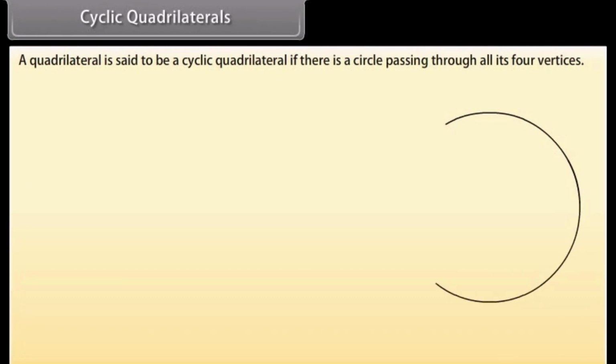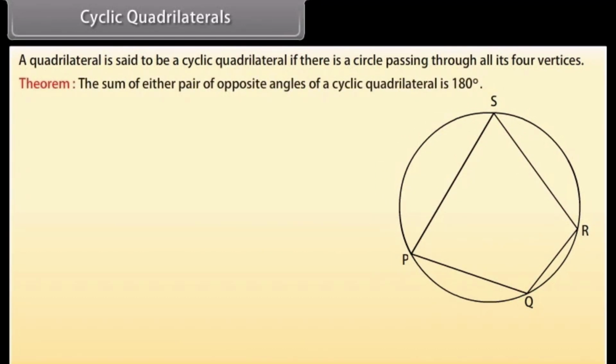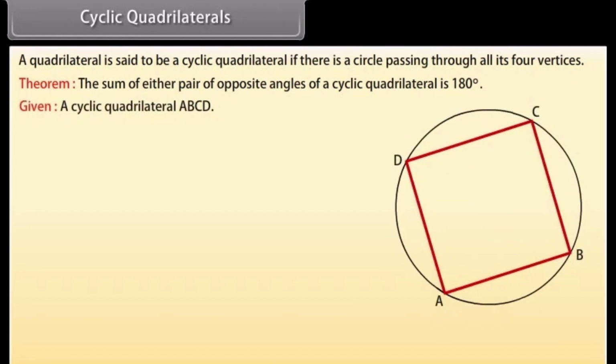Cyclic quadrilaterals. A quadrilateral is said to be a cyclic quadrilateral if there is a circle passing through all its 4 vertices. In the figure, PQRS is a cyclic quadrilateral. Theorem: The sum of either pair of opposite angles of a cyclic quadrilateral is 180 degrees. Given a cyclic quadrilateral ABCD. To prove: angle BAD plus angle BCD is equal to angle ABC plus angle ADC, which equals 180 degrees.